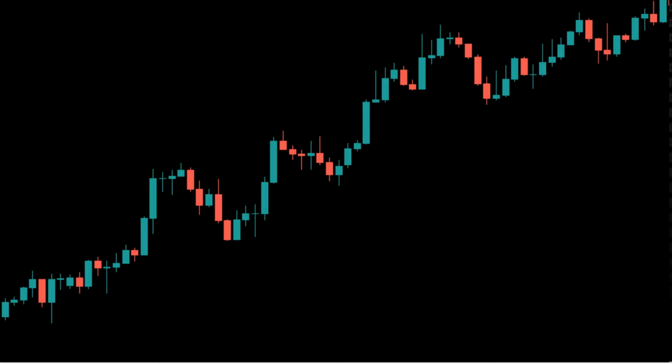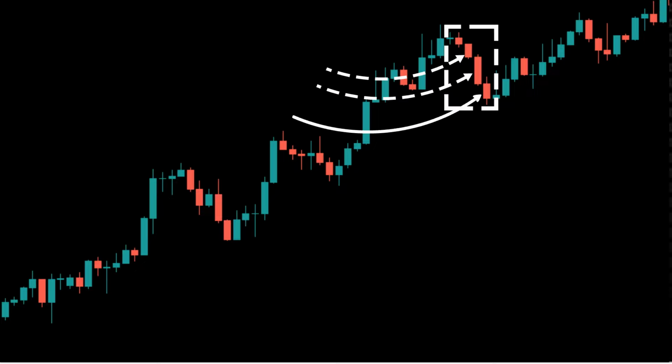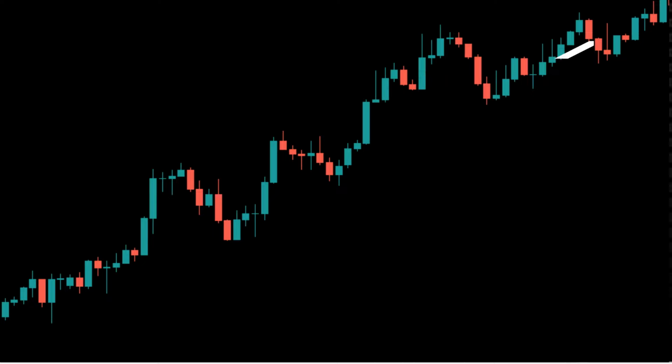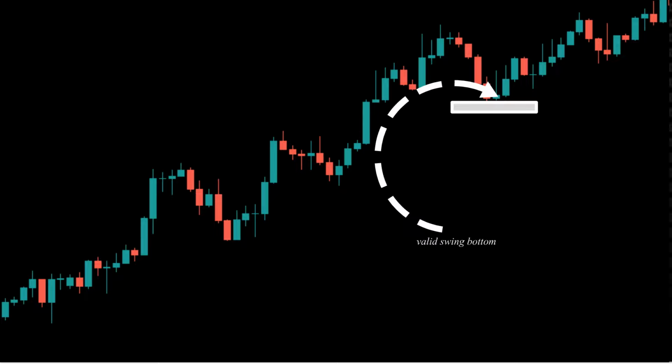So, look at the fifth swing point here in this chart, which is the swing high 3. After that impulsive move that created the swing high 3, we have a pullback. And in that pullback, we had about 3 healthy bearish candlesticks that gave birth to the next impulsive move. And that swing low right there is a valid swing bottom or swing low.